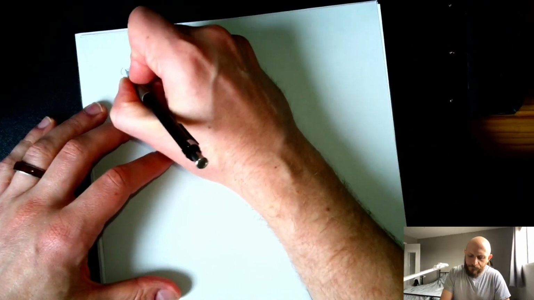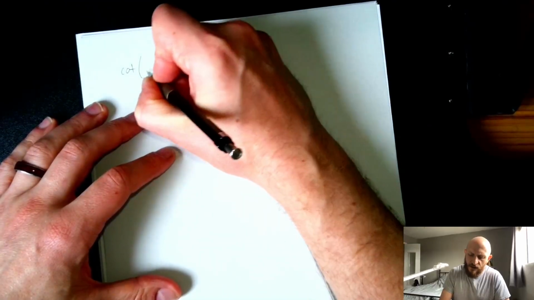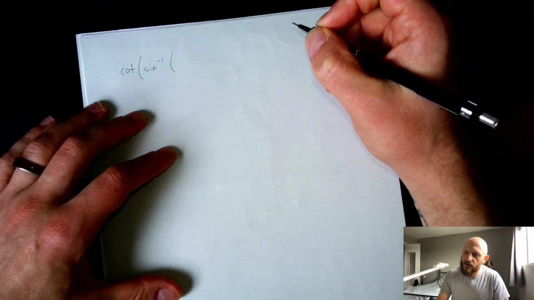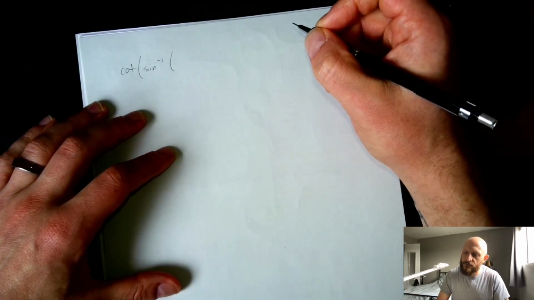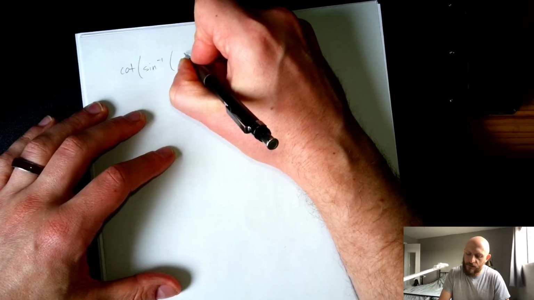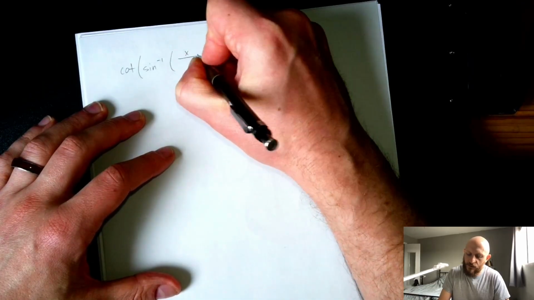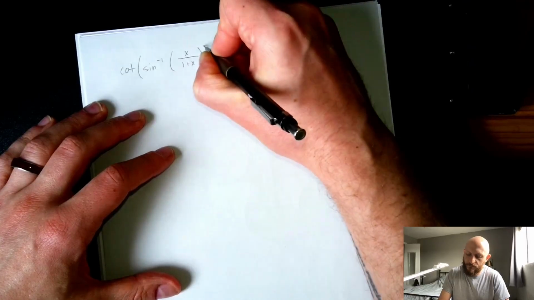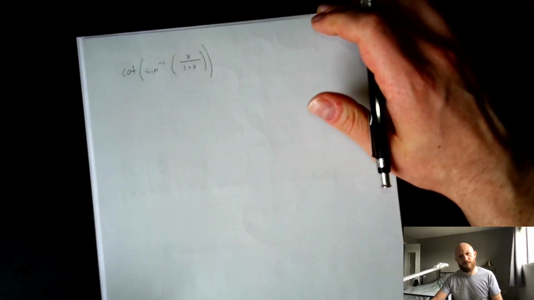We want to find, let's say, the cotangent of, say, sine inverse of, what do we want to do? I need to be kind of careful here. X over 1 plus x. How do we solve something like this?